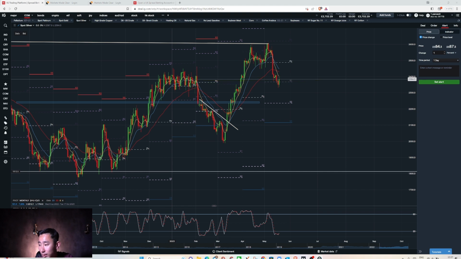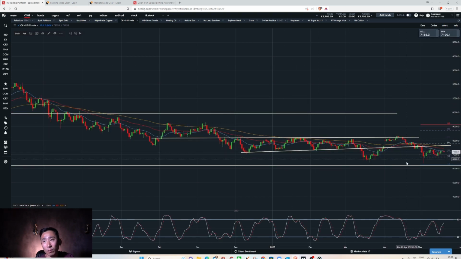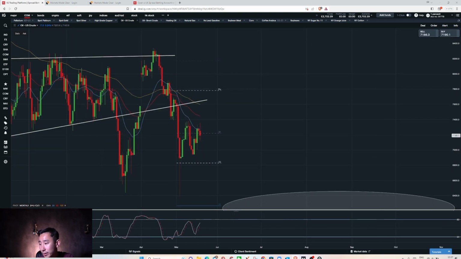All right, finally is oil. I have not much interest. Let me explain why. Price is still inside this 2 daily bar here, so it's ranging in here. So I have zero interest. If I have zero interest, I don't trade it.